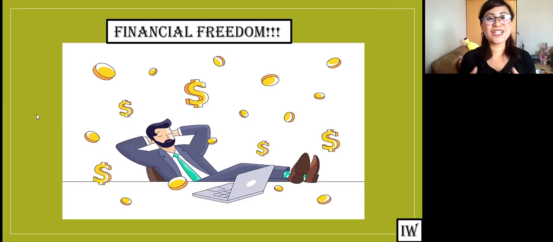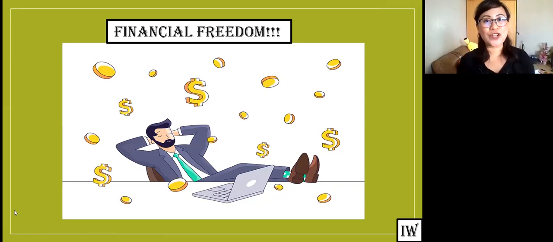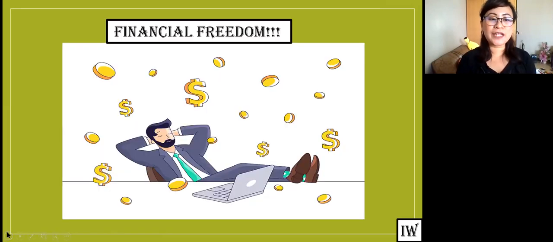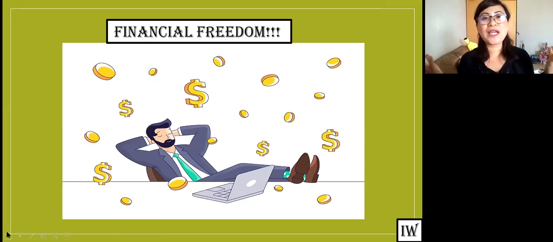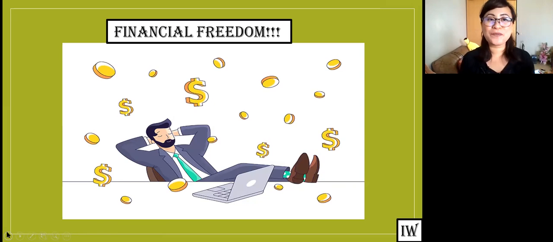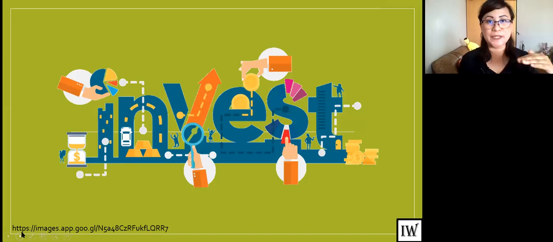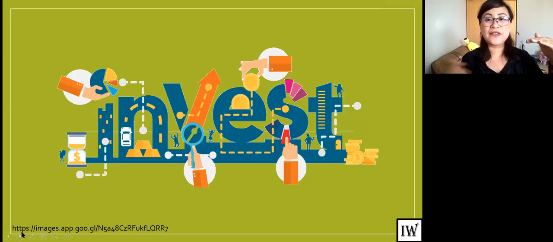So, what is our goal? Our goal is financial freedom. So, how do we have financial freedom? Would we have more assets or more liabilities? Yes, we need to have more assets in order to have financial freedom. Okay. Moving on. So, what are the ways to have more assets than liabilities?